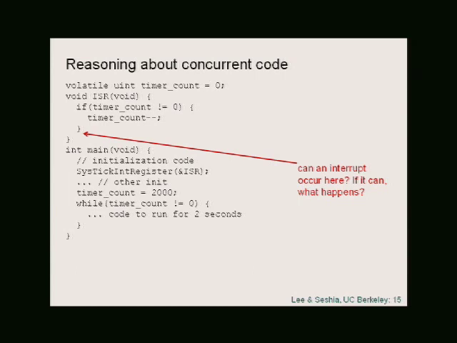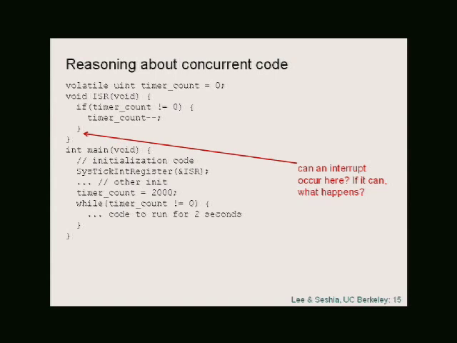Yes? What do you mean exactly by main and ISR running concurrently? In the context of this code, what that means is that between any two instructions of the main routine, the ISR can execute. It's not that the main routine executes to completion before the ISR runs. That would be sequential code, where you expect a piece of code to run to completion.